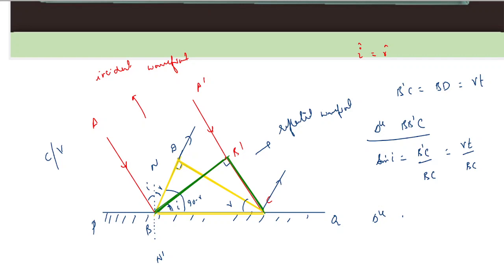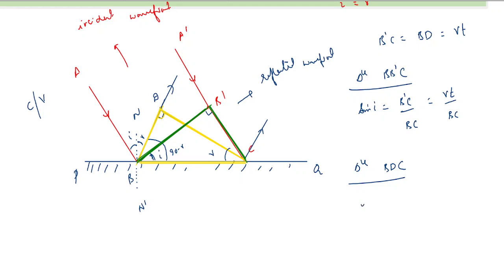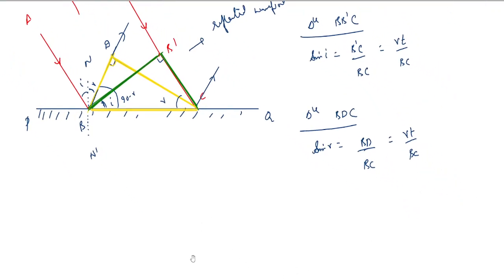From triangle BDC, what you get from here is sine r. Sine r is equal to the opposite side, which is BD, by the hypotenuse, which is BC. But BD is the same as vt, so sine r is vt by BC. Now if you compare the two equations, let's call this 1 and this 2. From 1 and 2, it is very obvious that sine I is equal to sine r. This implies that I is equal to r.